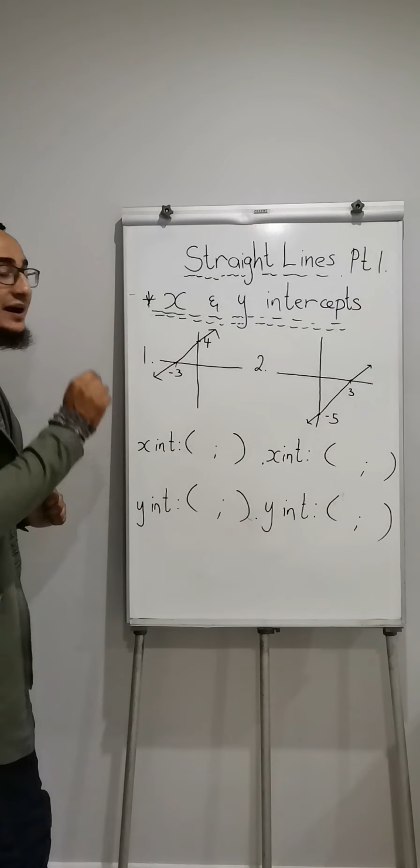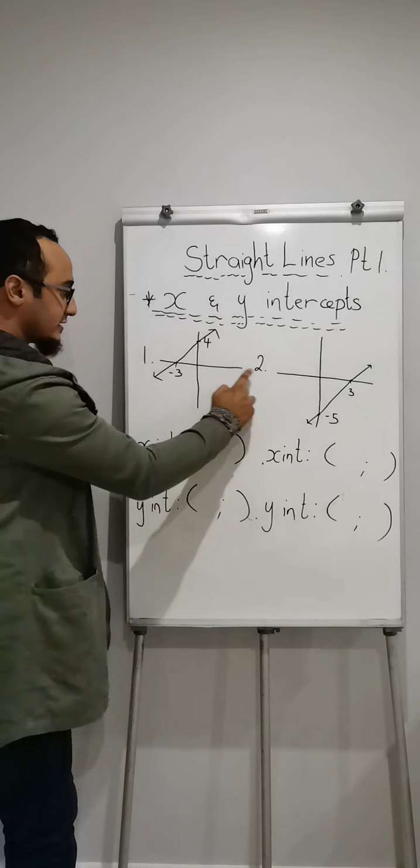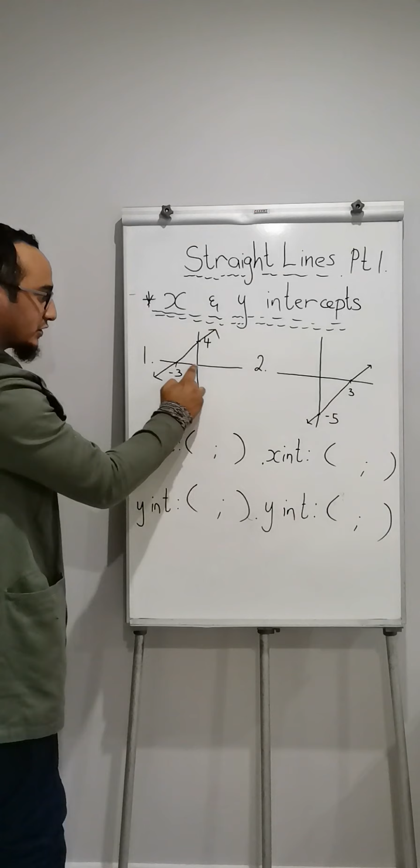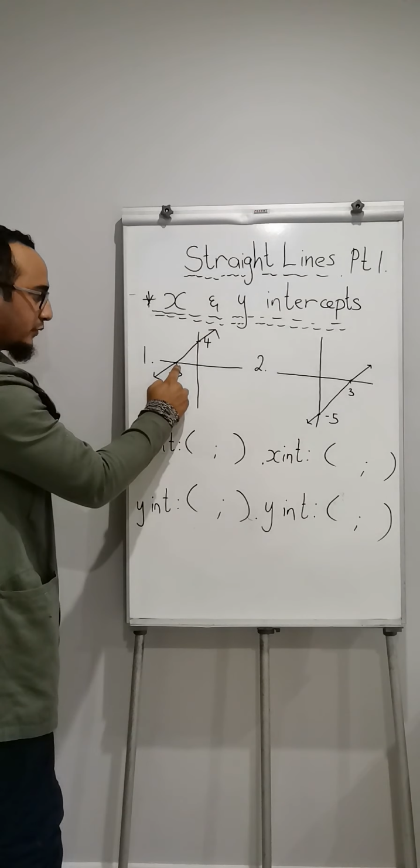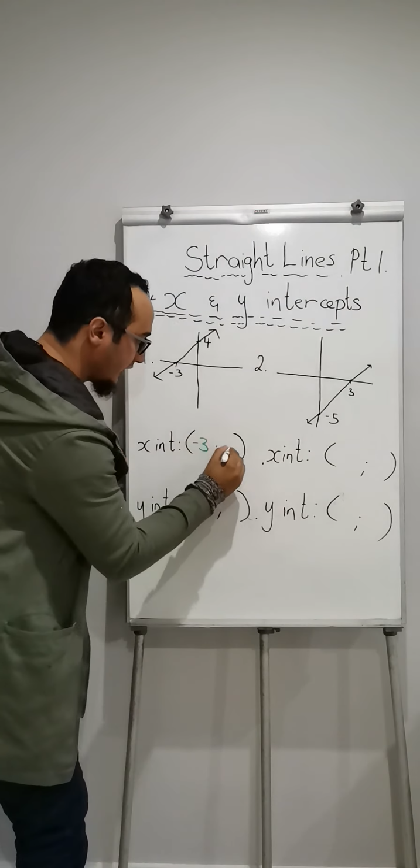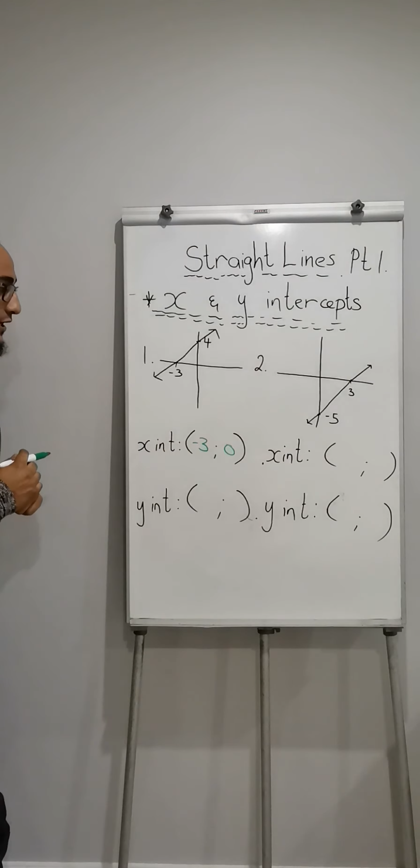So, firstly, the x-intercept. What am I looking for? Where my line crosses my x-axis. So this is my x-axis. Where does my line cross it? Over here. What is that point? It's (-3, 0). First intercept done.